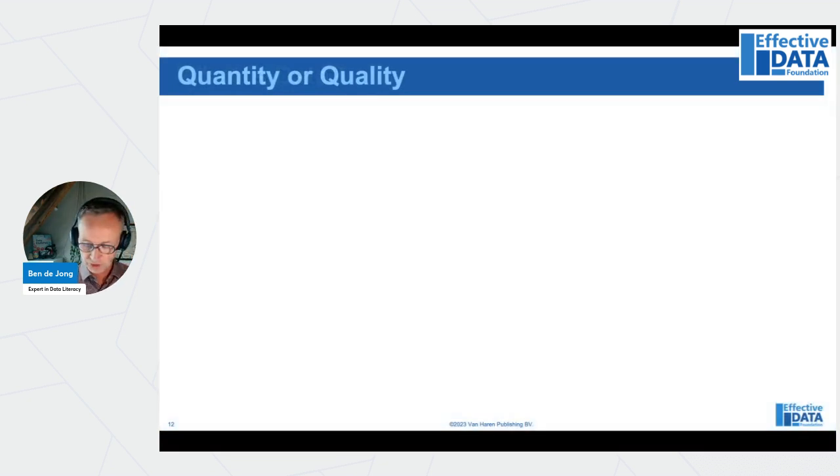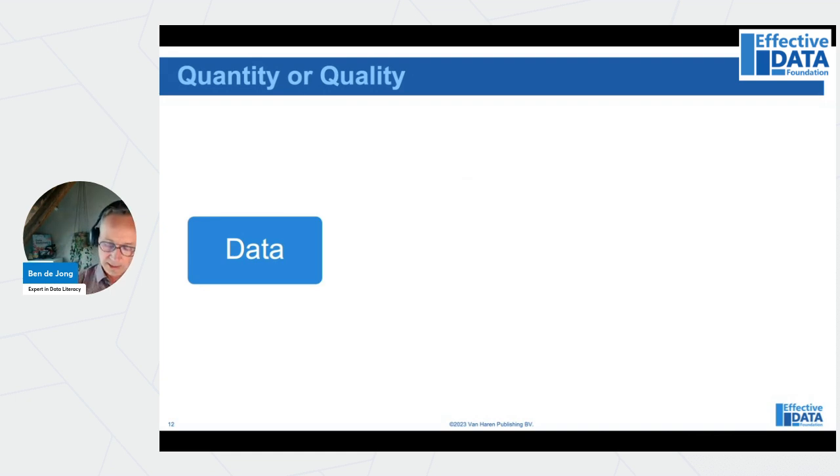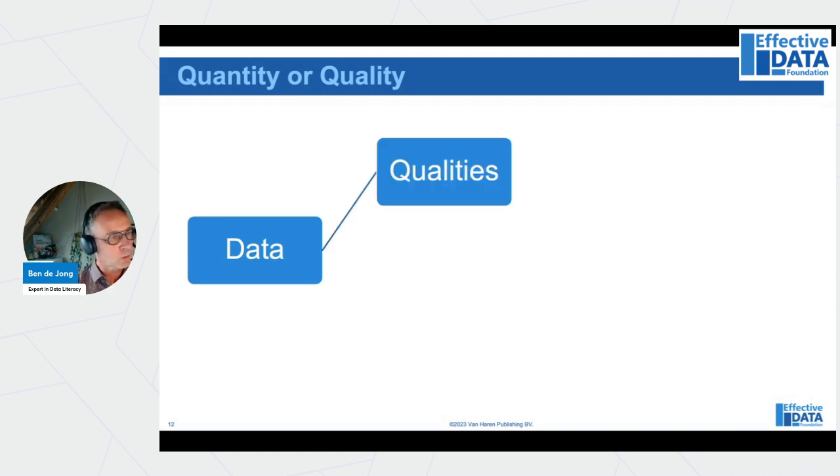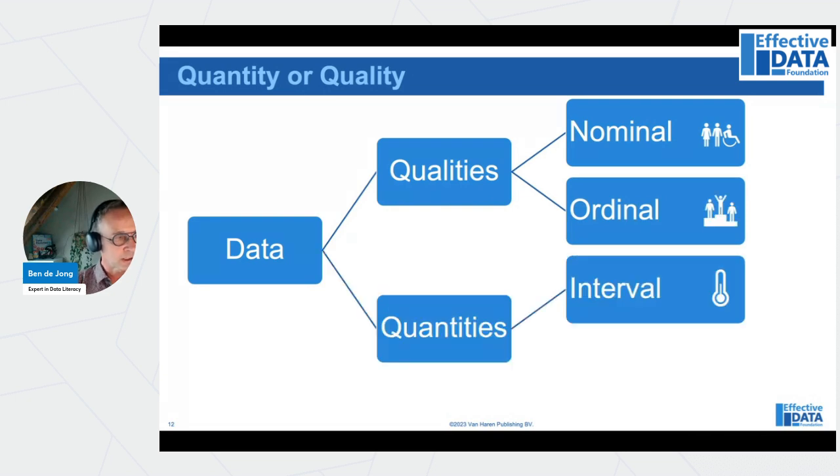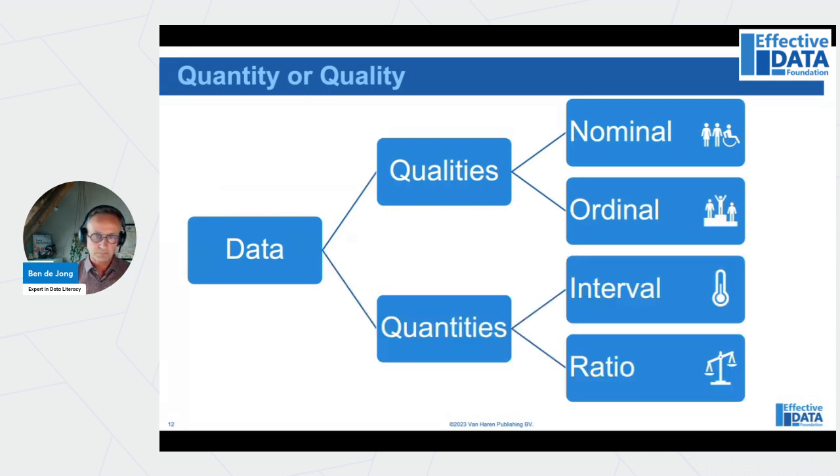So we start with data, and it's all about qualities and quantities. The qualities are nominal or ordinal, and the quantities are interval or ratio. Well, this is quite a lot of theory, but let's peel the onion one layer at a time. Nominal data is a description of something. For instance, a car is brown or yellow or black. And ordinal is also a kind of description, but then it has some kind of order.